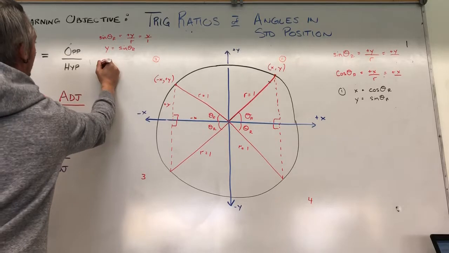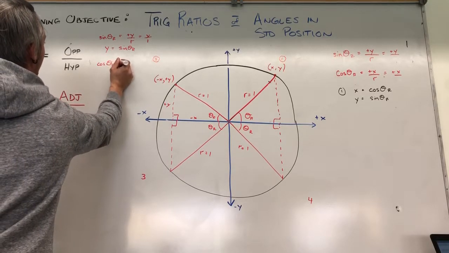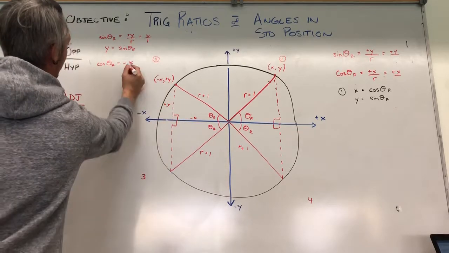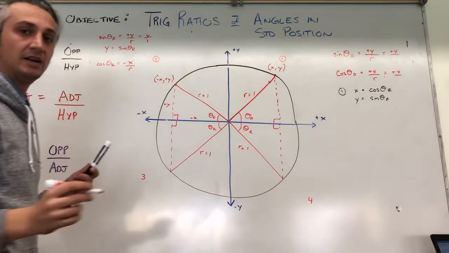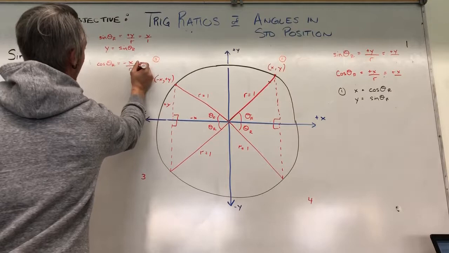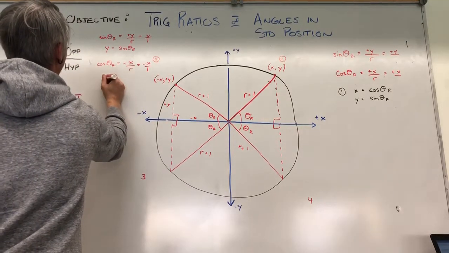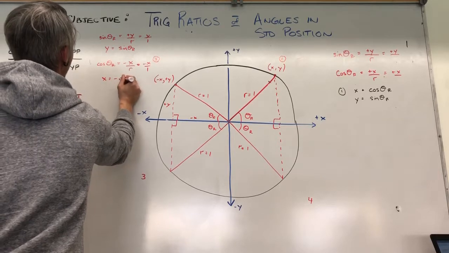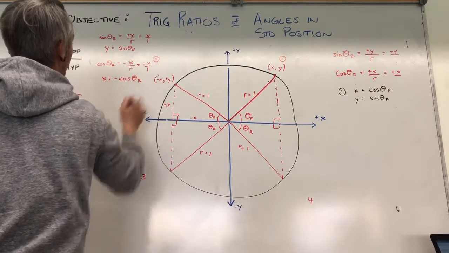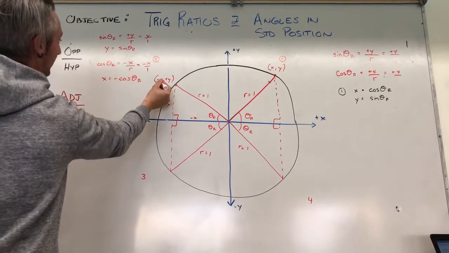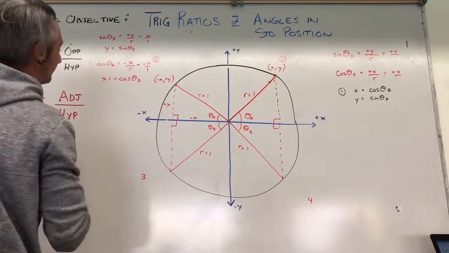On the x, however, cos of my reference angle is now going to be a negative x, because we're in the negative territory, divided by my hypotenuse r, or negative x over 1. So now x is equal to negative cos theta r, my reference angle. That's where it becomes a negative now.